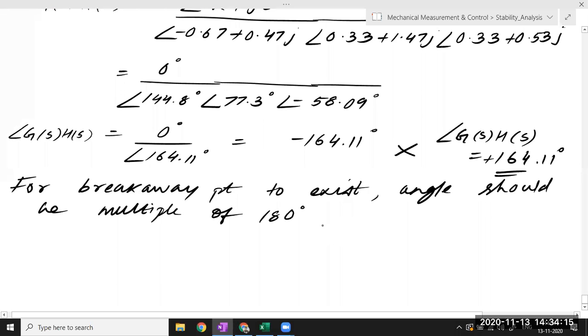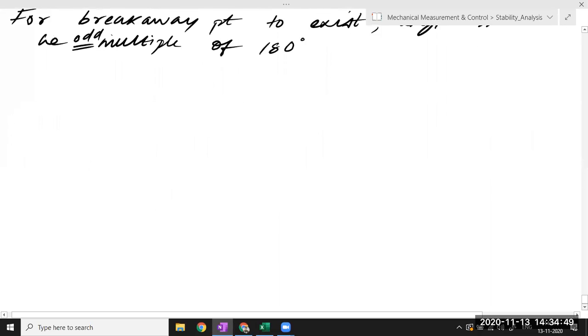Yes or no? It should, sorry, the angle should be an odd multiple of 180 degrees. Of what, an odd multiple? I hope everyone is okay now. What should it be a multiple of? Odd multiple. Okay, what is an odd multiple? 1, 3, 5, 7. If the answer were 0 degrees, would this be an odd multiple or even? Say it. Even? It would not be odd, it would be odd if it were 1. So for a breakaway point to exist, the angle should be an odd multiple of 180 degrees.